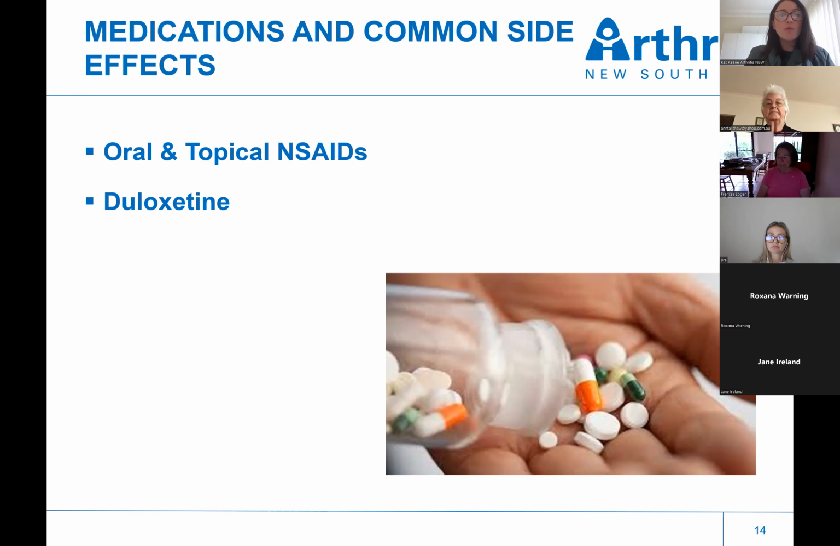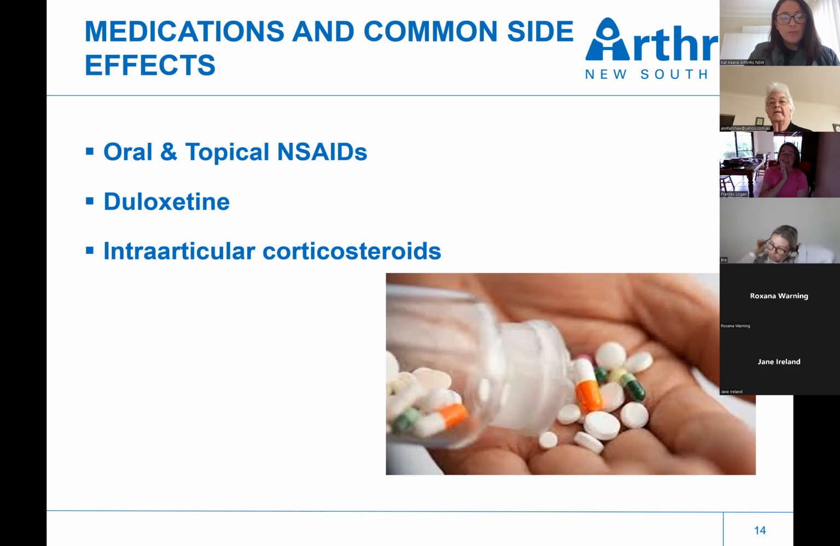It comes with its own side effects. Again, we have general nausea, constipation, fatigue, diarrhea, and skin reactions. It'd be interesting to note whether your doctor has prescribed this, not from a mental health perspective, but if you are on it for chronic pain or you have fibromyalgia, it'd be interesting to see whether you find that works for you or not. Then we have intra-articular, but also general oral and injectable corticosteroids.